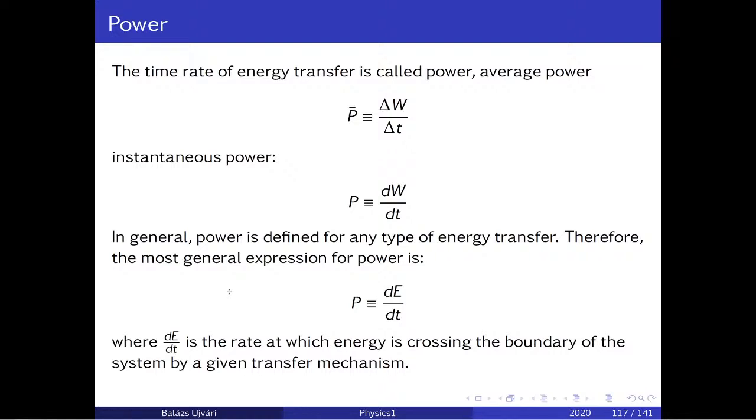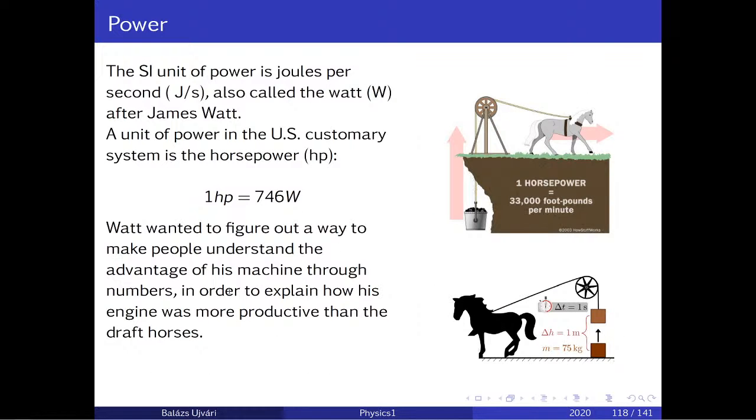If we can talk about work, and this is something that happens in time, we can also differentiate it. Differentiating work, we get the power. There is a historical reason why we still talk about horsepower. You can Google it, that's all about James Watt.